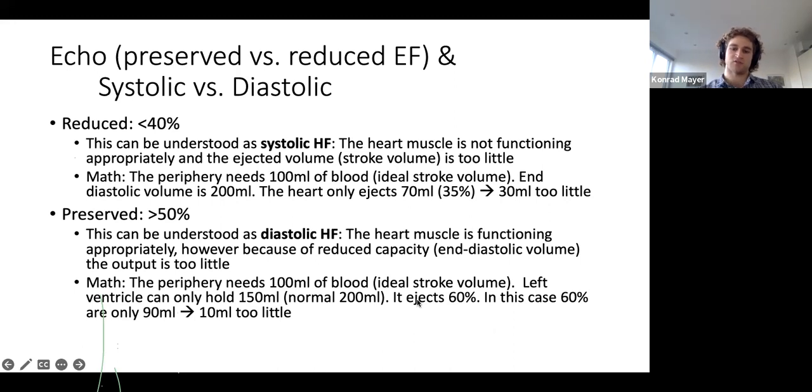So even though the ventricle is working appropriately and the ejection fraction is preserved over 50%, it is 60%, we have a deficiency in the periphery. We have 10 milliliters too little. So this is diastolic heart failure because the end diastolic volume is too little. But we have preserved ejection fraction, so it is called heart failure with preserved ejection fraction. If there are any questions about this, we can talk about this later too.